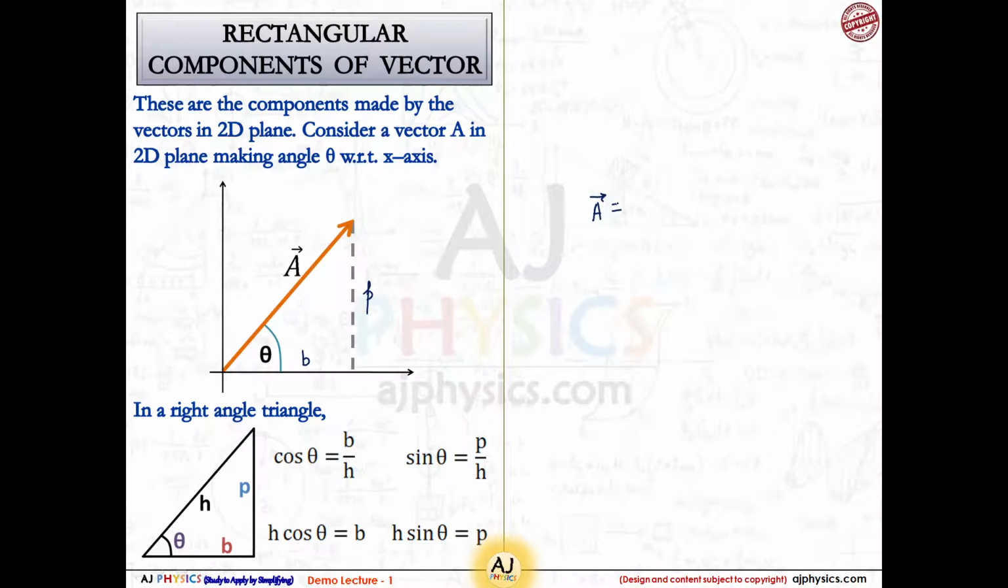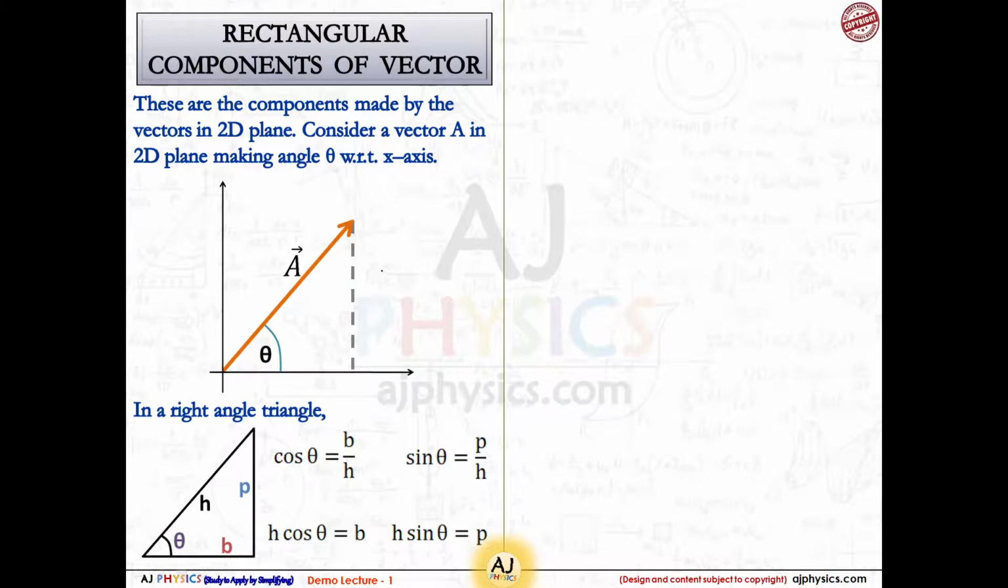Now this vector A is having two parts. One of the parts is lying in the x-axis. The base is lying in the x-axis here. This is B i cap, and the perpendicular is lying in the y-axis. So that's it. This is the first thing which you have to consider and imagine while using these vectors. You have to imagine these components. You have to frame these components in a vector form.